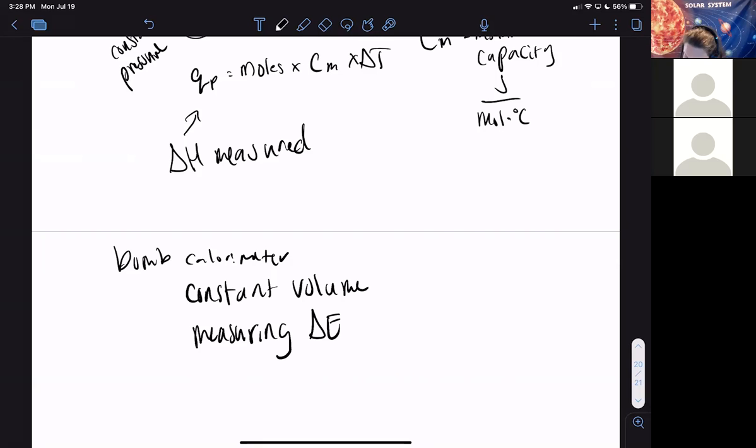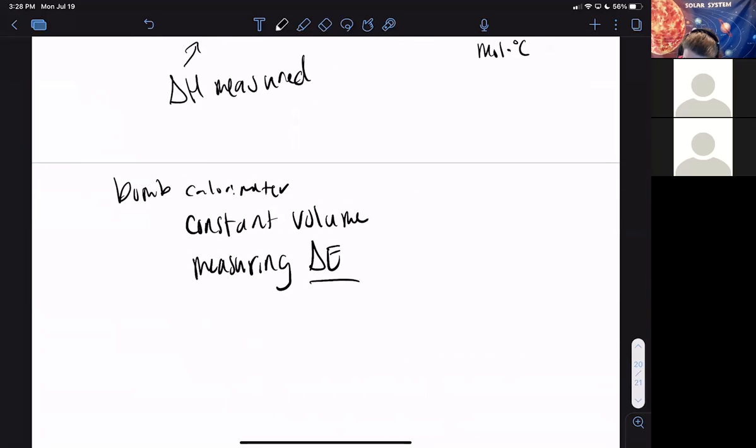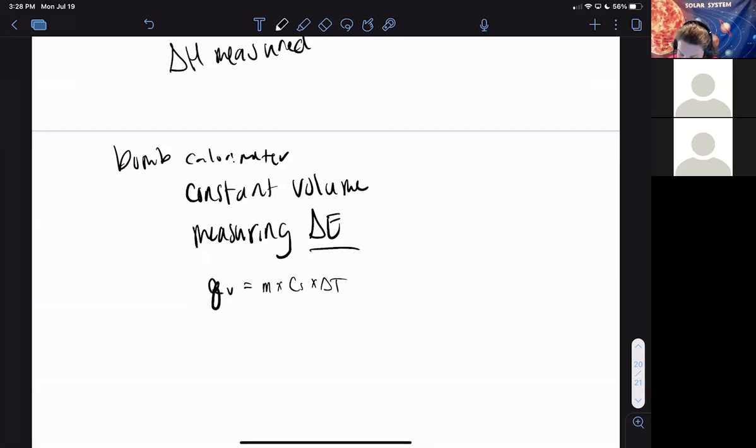Anyways, in this case, we're measuring our delta E. So if we have, in this case, it'll be Q with a subscript V, that means constant volume. And you don't need to put these subscripts in, by the way. I'm just kind of going through this. You'll still solve for this the same way, right? Although we do need to think about a calorimeter constant here, so we can figure out our Q of our calorimeter by taking the specific heat of our calorimeter times the change in temperature of our water.